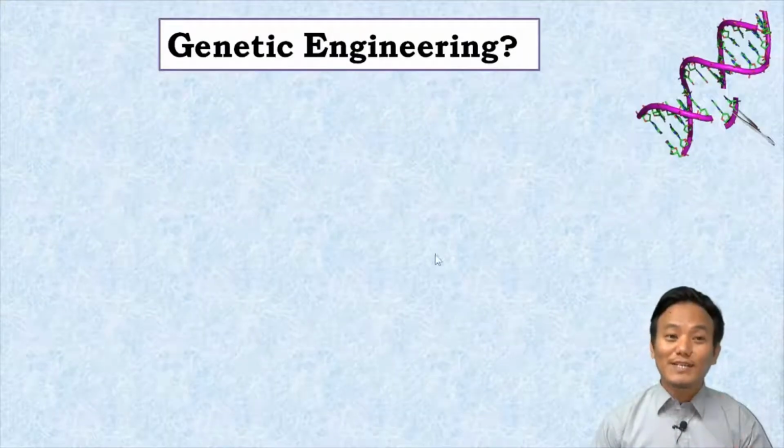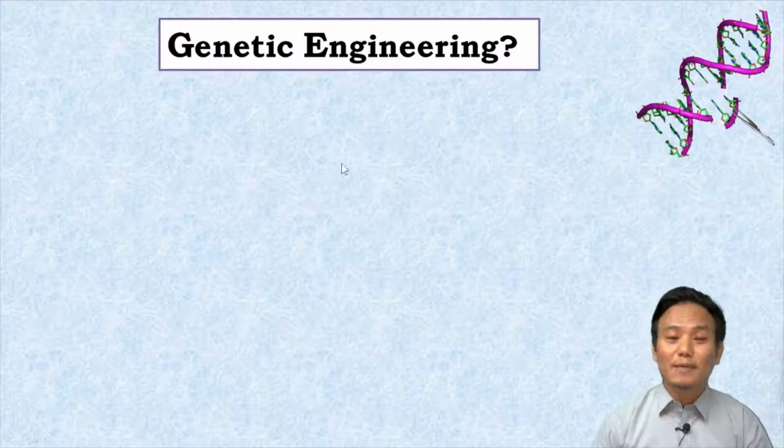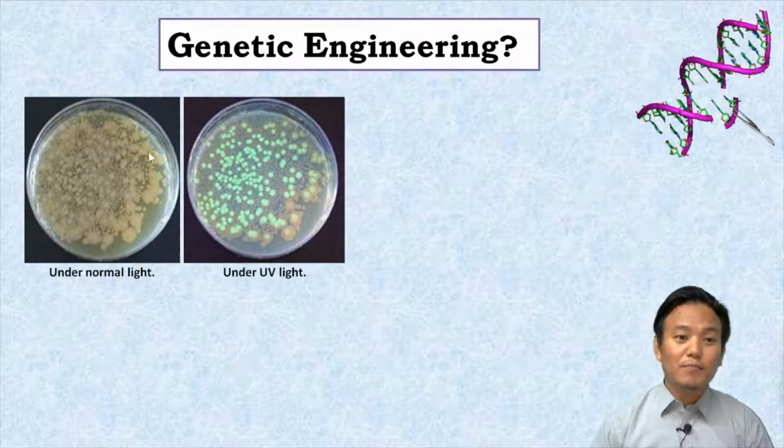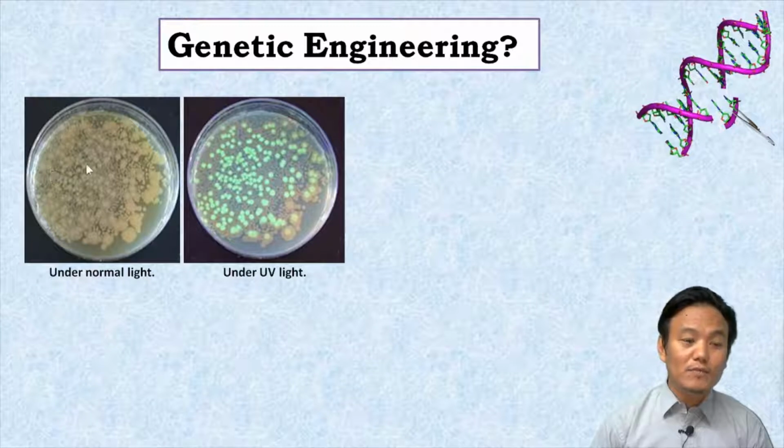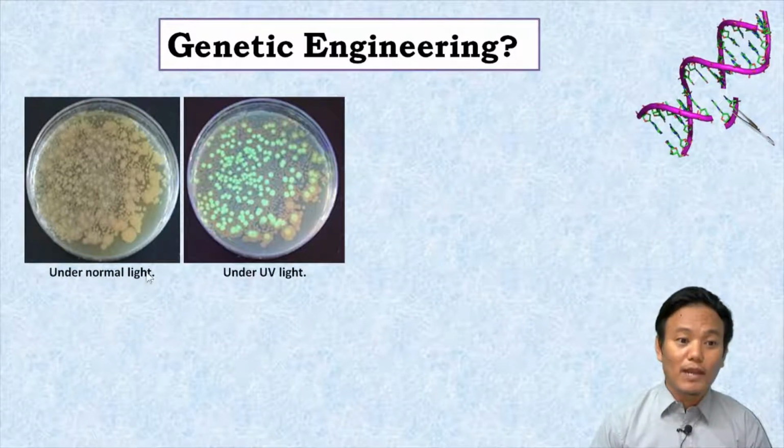Now let us try to understand the term genetic engineering in a better way by looking at an example. In this particular picture, you can see a petri dish with bacterial colonies growing in it. Right. So this petri dish contains nutrient medium, and in this nutrient medium there are lots of bacterial colonies growing in it. Now if you expose this petri dish and the bacteria to normal light, under normal light, the bacterial colonies, they do not glow. But if you expose the same petri dish under UV light, some of the bacterial colonies have started to glow. Right. So these bright green spots, they are glowing under UV light. They are bacterial colonies which are glowing under UV light.